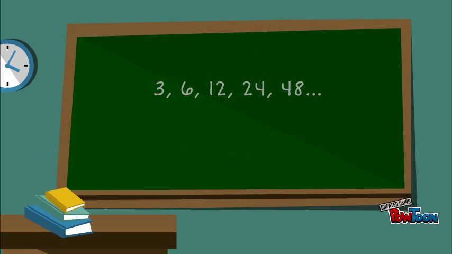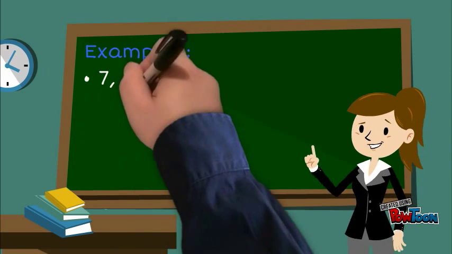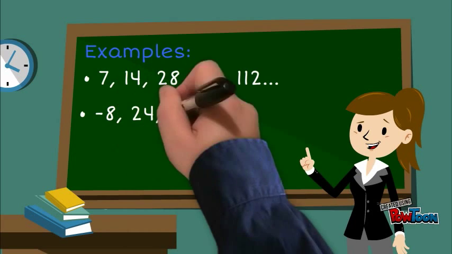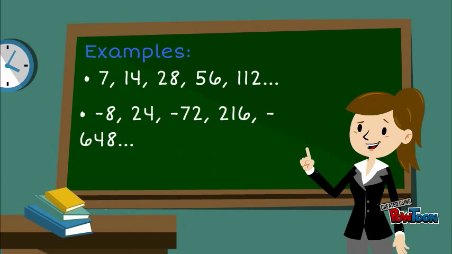Here are some examples of geometric sequences for you to understand better. In the first example, we obtained the second term by multiplying the previous one by 2. In the second example, the second term is obtained when you multiply the previous one by -3.